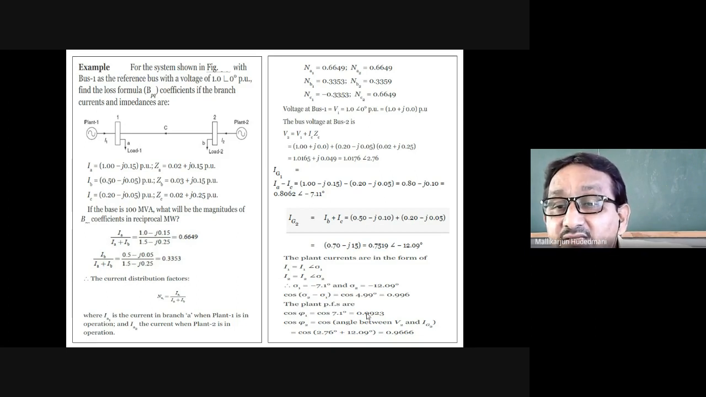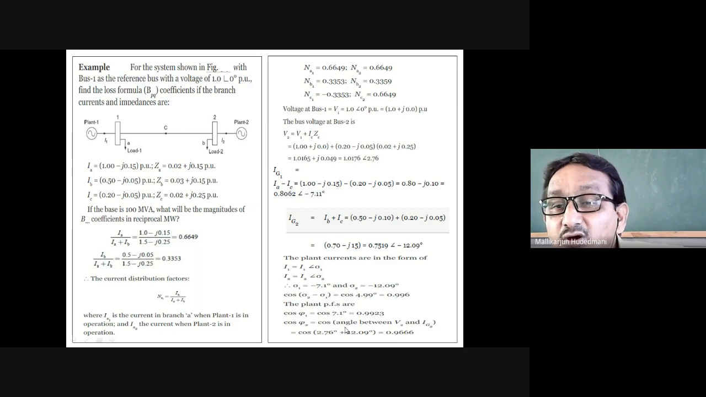Like that, the angle of V1 and I1. It's very clear: Ig1 is at 7.11 and V1 is your reference. Reference means angle 0, and the difference is 7.11. Hence, cos phi 1 is cos of 7.11.